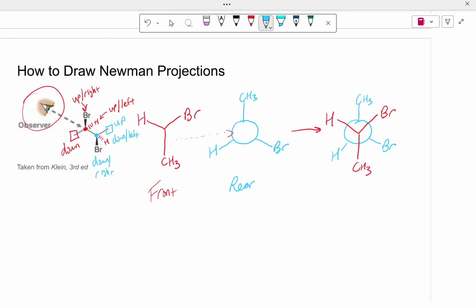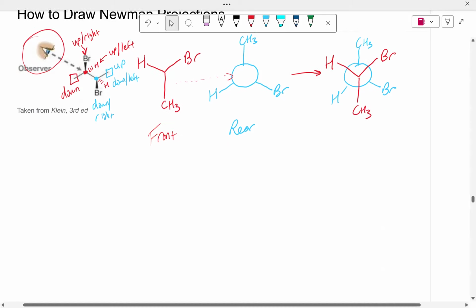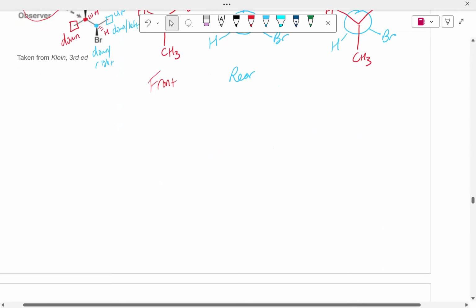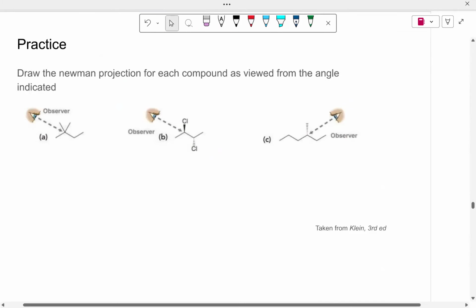Where things get a little tricky is what if we're observing it from the other direction? So I'm going to get to that. I'm going to do a few problems, and then I highly recommend that you practice these Newman projections, because in our next lecture, we're going to look at the energy implications of what happens when we rotate around that carbon, and how we're going to use these Newman projections to show all the various conformations as we rotate around a carbon-carbon single bond.